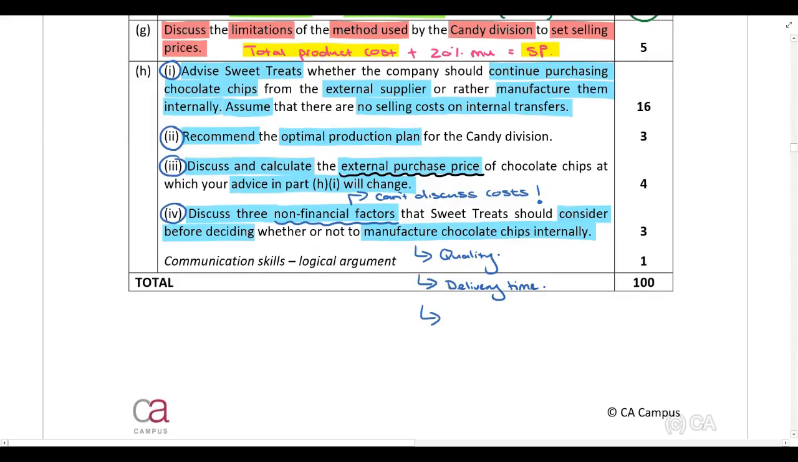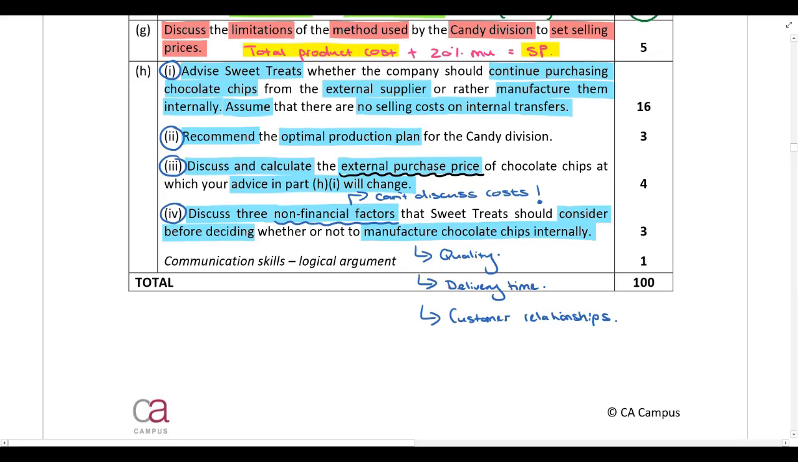They should consider the impact on relationships with customers. If they decide to manufacture the chocolate chips internally, because of the fact that milk chocolate is a scarce resource, they won't be able to make all of the brighties and giggles that they would like to make. So that could obviously have a negative impact on customer relationships if the customers can't buy all of the brighties and giggles that they would like to buy.